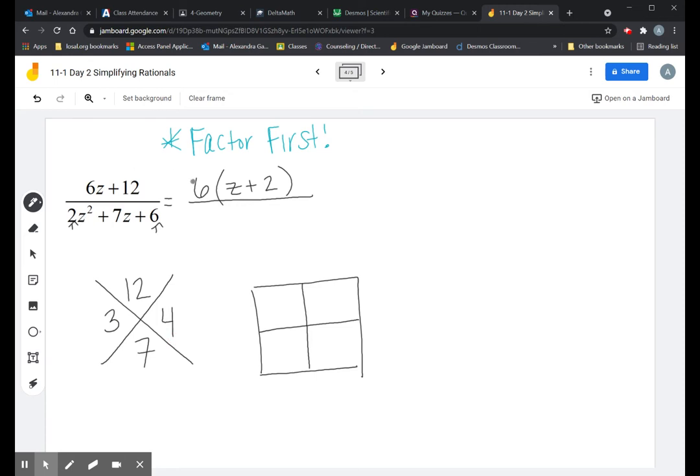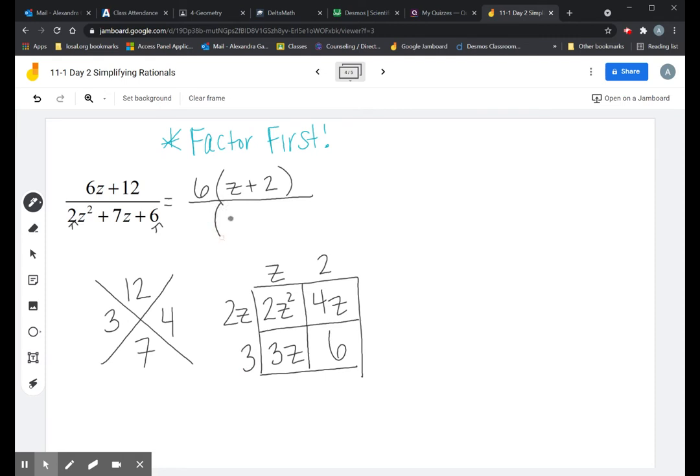And then I go first term in the first box, so 2z squared. And then last term in the last box, so 6. And then I'm putting in 3 and 4. So I'll go 4z and 3z in my other boxes. And then I'm just finding the GCF of the top 2. That's 2z. So 2z times 1 more z gives me 2z squared. 2z times 2 gives me 4z, and then z times 3 gives me 3z.